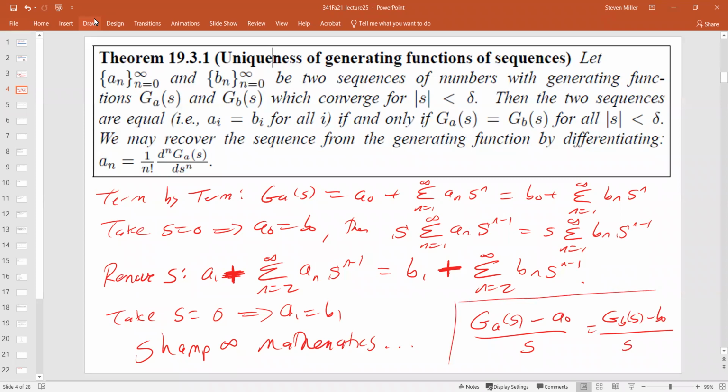I'm not going to prove the result that you can recover by differentiating. You can just see that if I have a series expansion and I differentiate it n times, I would get an n factorial, and the only term that would then survive when s equals 0 is the following. So this would be a_n equals this, evaluated at s equals 0. Any questions about this result? So this is a nice result: if I have a generating function coming from a sequence equal to another generating function coming from a sequence, the only way that can happen is if they are the same sequence. Excellent.